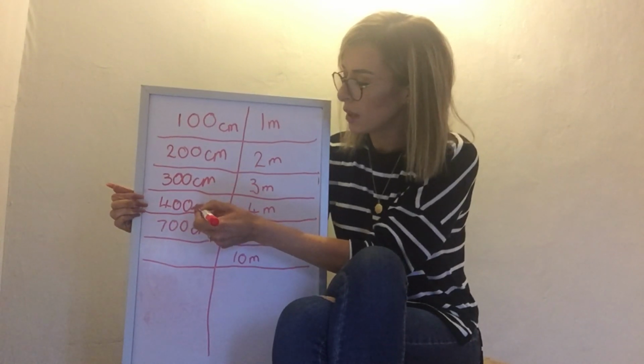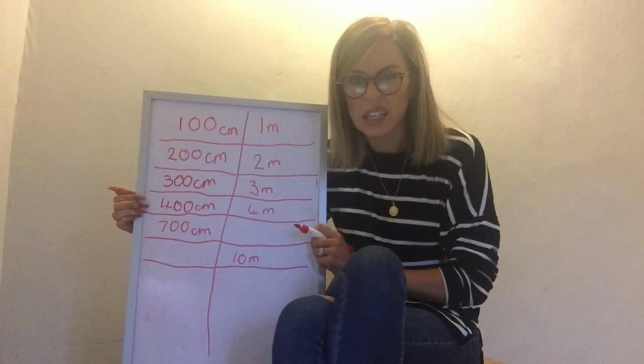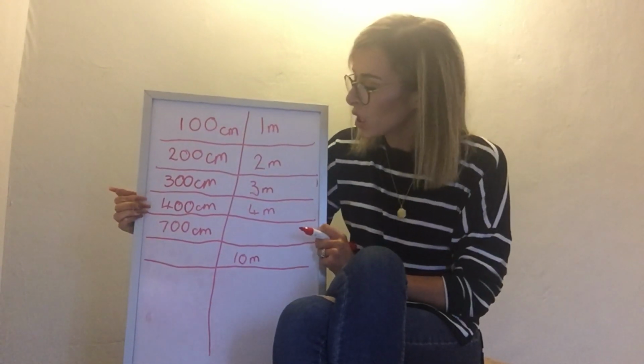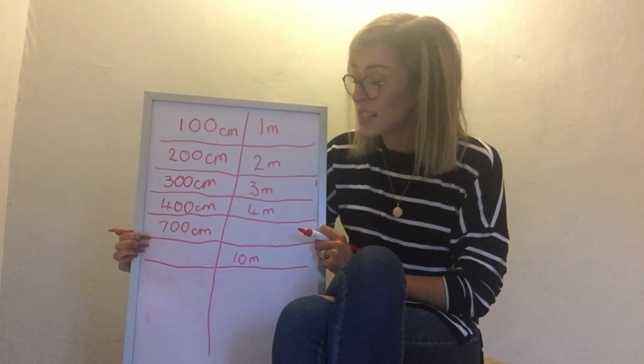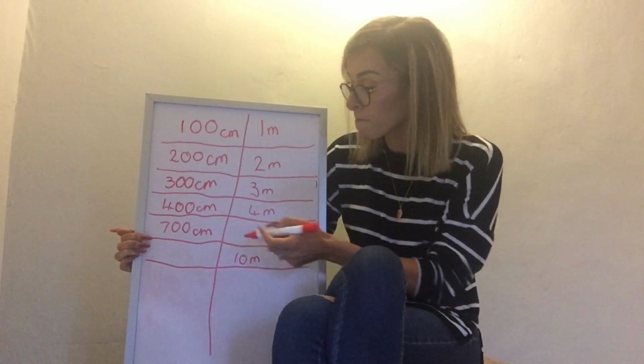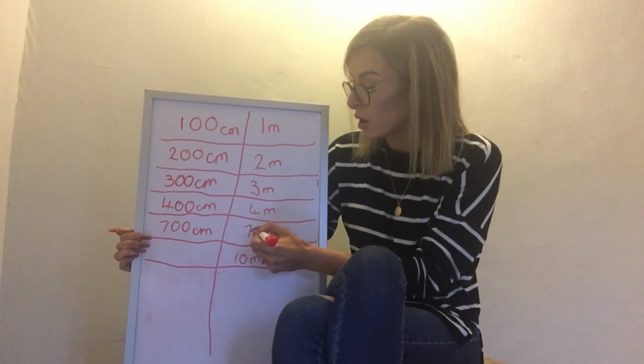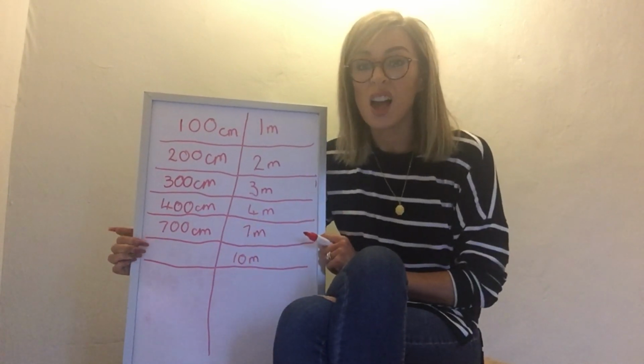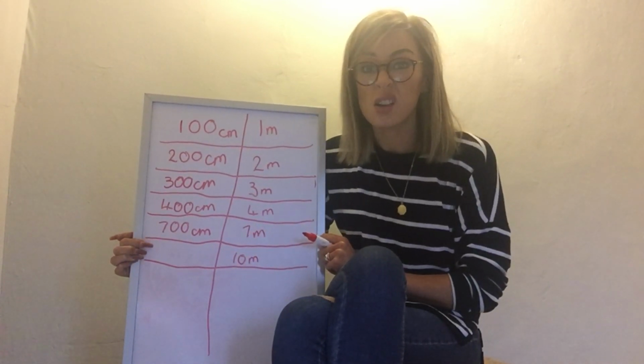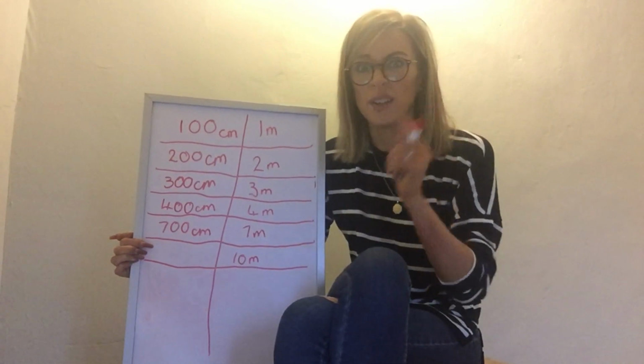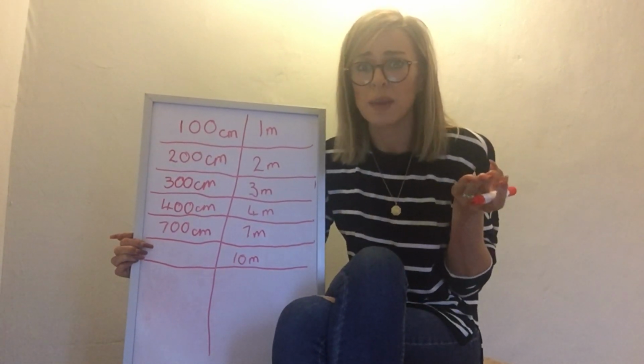Oh, that's a bit wonky, Mrs. Thompson. It's quite tricky to write on a whiteboard like this. So 700 centimetres. Any guesses? 7 metres. Well done. Now this last one is trickier because there's lots, well there's not lots, but there's 10, and sometimes that confuses people.